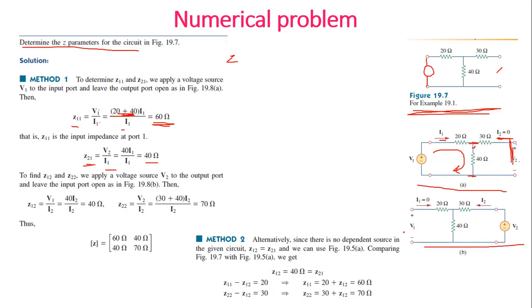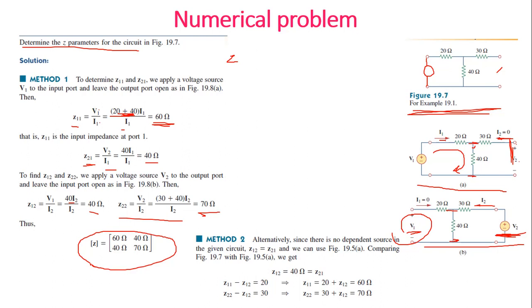Next, we are open circuiting the input terminal and connecting source V2 at the output terminals. So again apply the same. Z12 can be found using the condition that I1 is 0. The term relating V1 and I2 is V1 by I2. Again, V1 is equal to the drop across this 40 ohm resistor, which is 40 I2. So this is equal to 40 ohm, and again Z22 is equal to V2 by I2, which will give you its value. So this is the value of the Z parameters for the problem given.